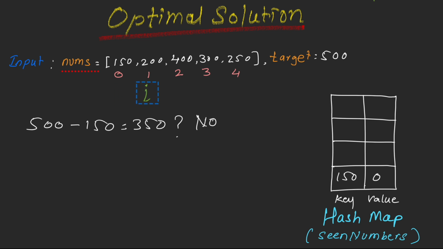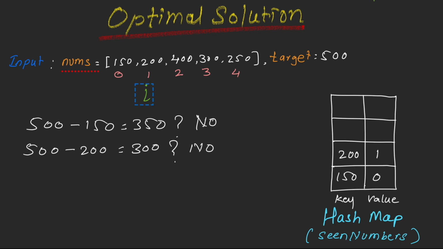Increment i. nums[1] is 200. Complement is equal to 500 minus 200, which is 300. Is 300 in the HashMap? No. Add the current number, which is 200, and its index 1 to the HashMap.